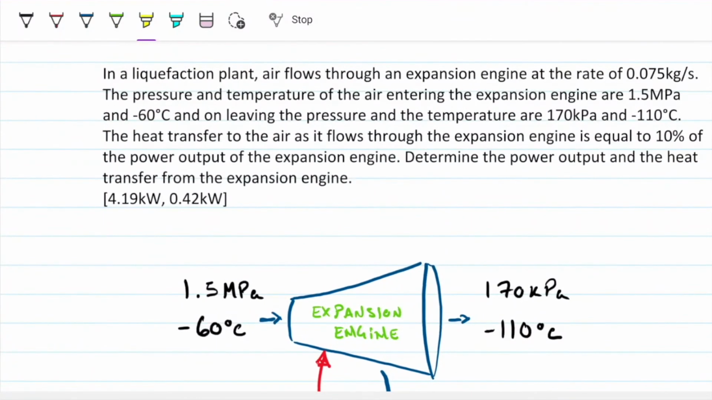In a liquefaction plant, air flows through an expansion engine at a rate of 0.075 kilograms per second. The pressure and temperature of the air entering the expansion engine are 1.5 megapascals and minus 60 Celsius, and on leaving the pressure and the temperature are 170 kilopascals and negative 110 Celsius. The heat transfer to the air as it flows through the expansion engine is equal to 10% of the power output of the expansion engine. We are to determine the power output and the heat transfer from the expansion engine.